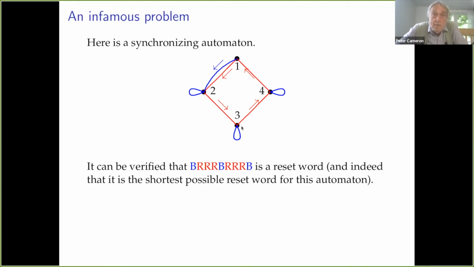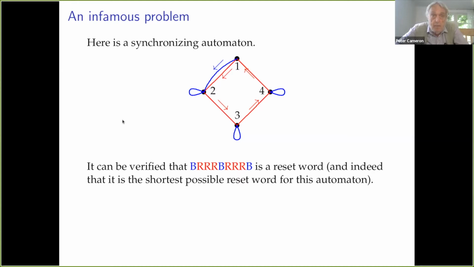Let's do an example. Suppose we start from 3. Blue, we stay at 3. 3 reds brings us around to 2. The next blue leaves us at 2. The next 3 reds bring us to 1. And from 1, the last blue brings us to 2. So we end up in state 2. And if you want to, you can check, start anywhere else. You will always end up in state 2. So that's a reset word. And indeed, you can check that it's the shortest possible reset word for this automaton.